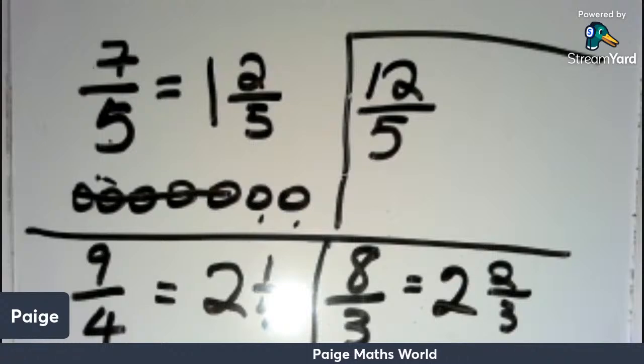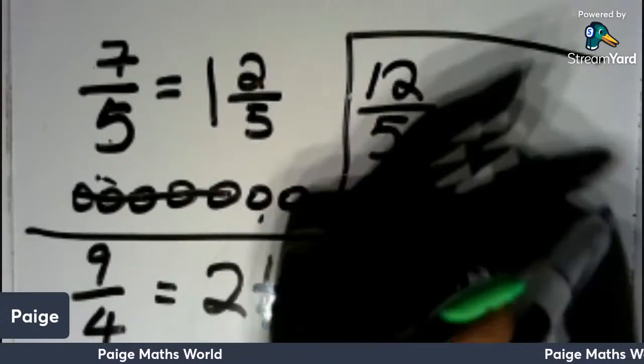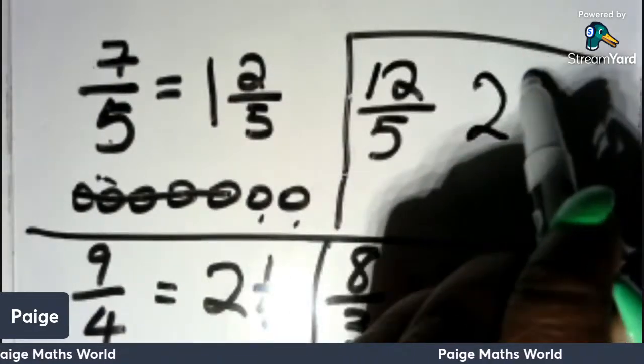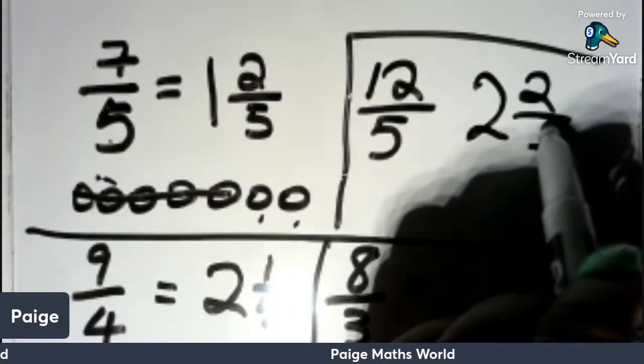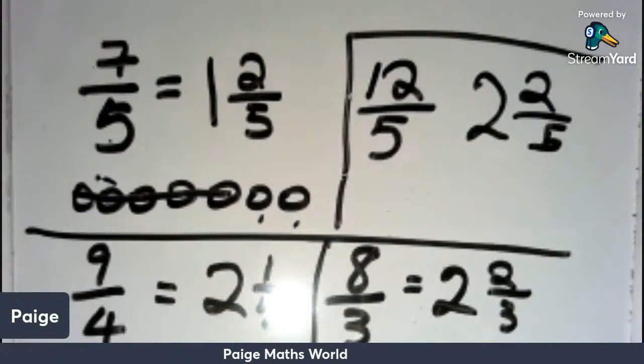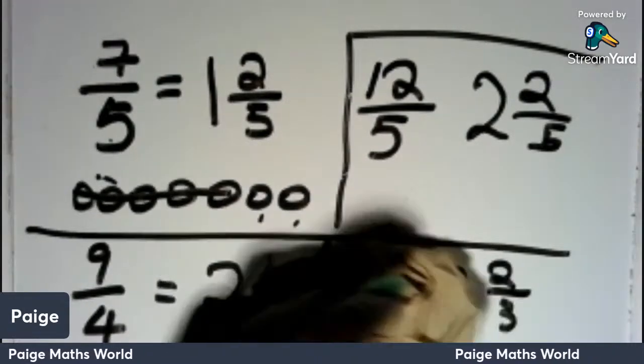2 and 2/5? Yes. So we can get 5 from 12 two times, and we have 2 remaining, and we put that back over our denominator, so 2 and 2/5. Great job. So I guess we're all good with that.